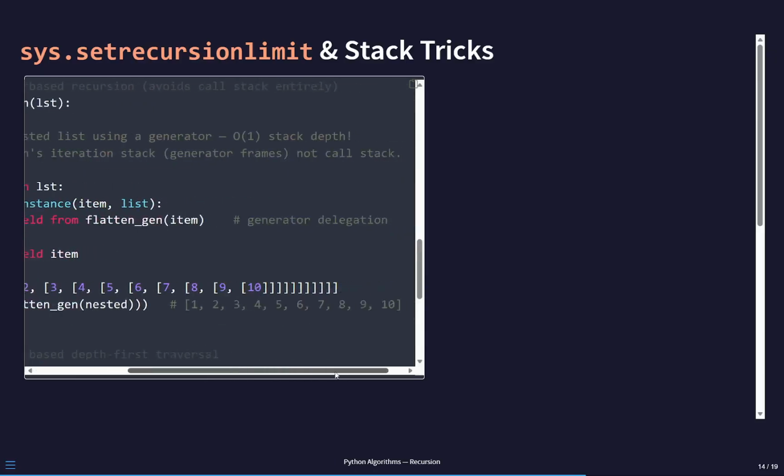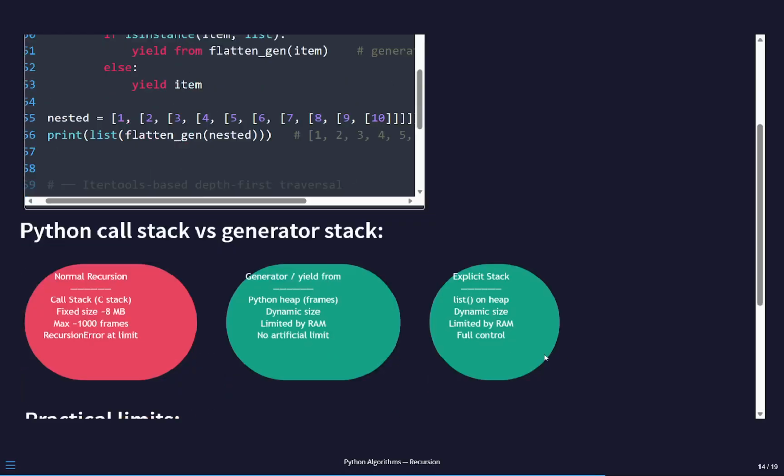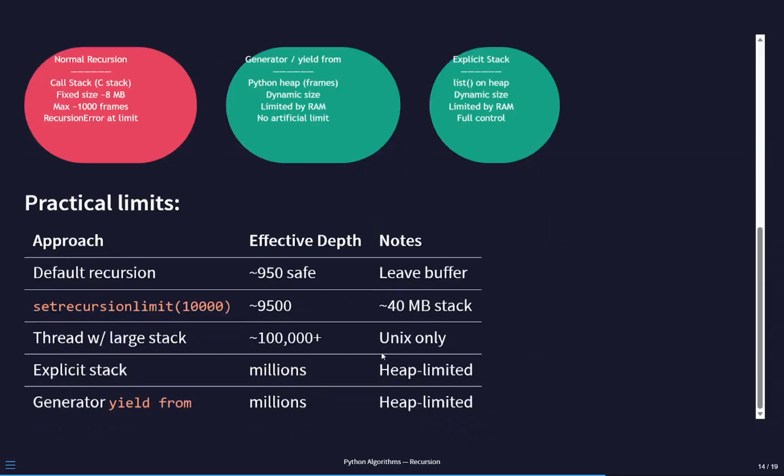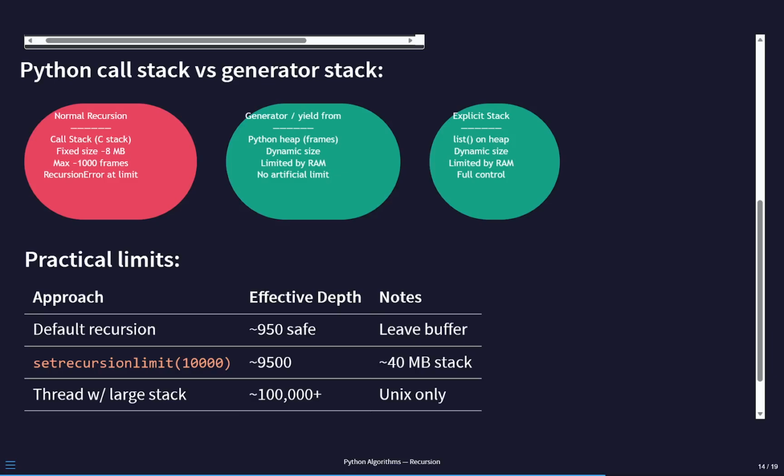The comparison table is striking. Standard recursion maxes out at about 950 safe frames. An explicit stack or generator approach is limited only by available RAM. The dfs_generator function shows the general pattern. The explicit stack is a list on the heap, with a yield for each visited node.